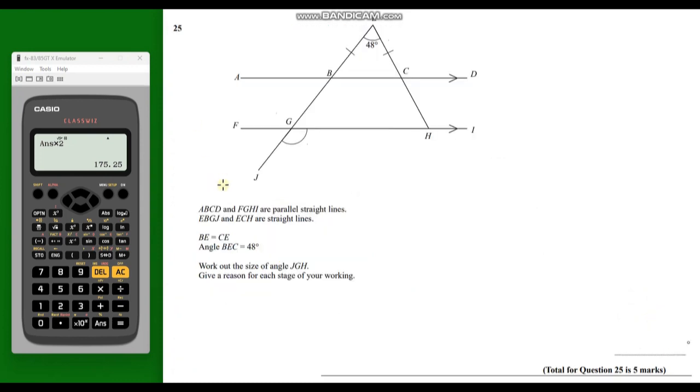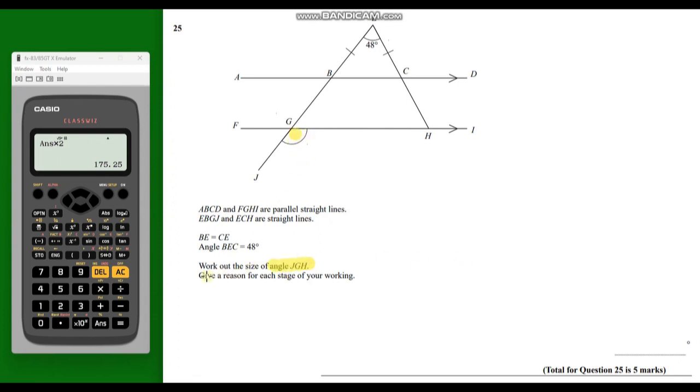Question 25. A, B, C, D and F, G, H, I are parallel lines. So that's these 2 lines here. BE is equal to CE. So that's these 2 lines, which we can see by the dashes. And angle BEC is 48 degrees. So all of this information has been provided to us on the diagram. We need to work out the size of angle JGH. So that is this angle here.